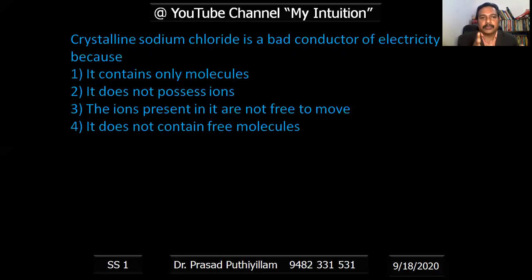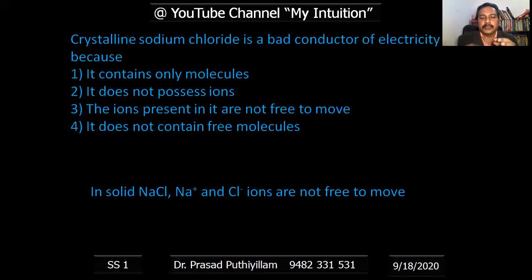In crystalline sodium chloride, NaCl, the ions Na+ and Cl- are split if it is in solution state or molten state. If those ions are free, then it will conduct electricity. If the ions present in it are not free to move, then it is a bad conductor of electricity. Electricity is the movement of electrons or charge, and it cannot act as a charge carrier. It cannot carry the charge.